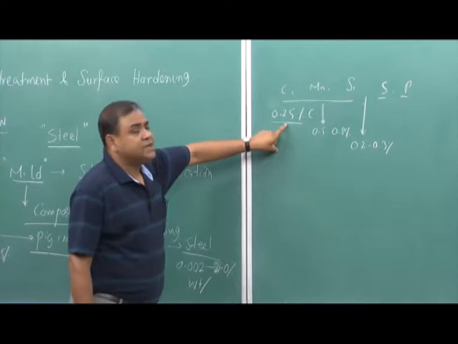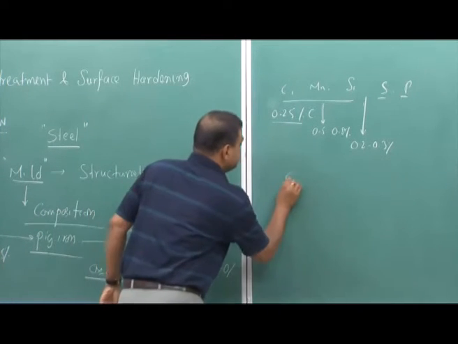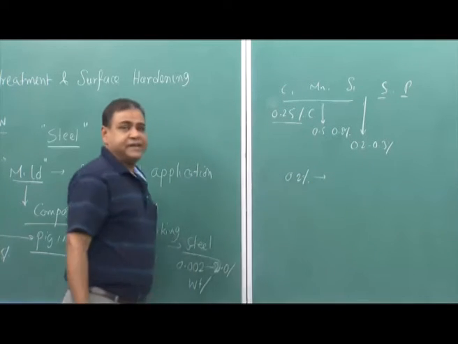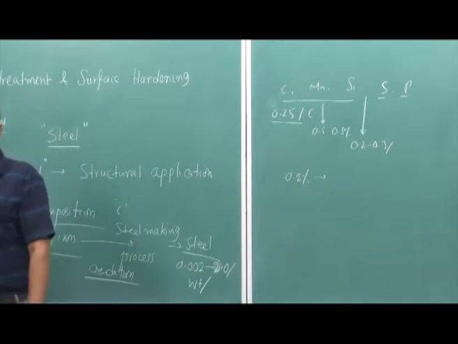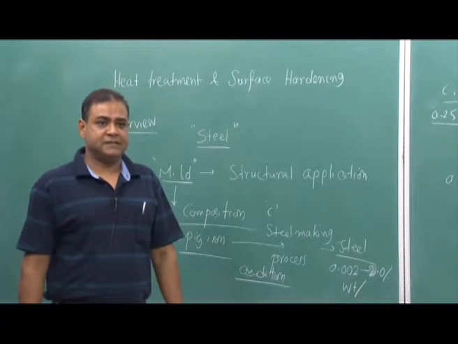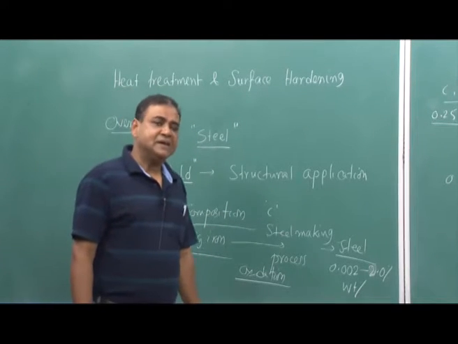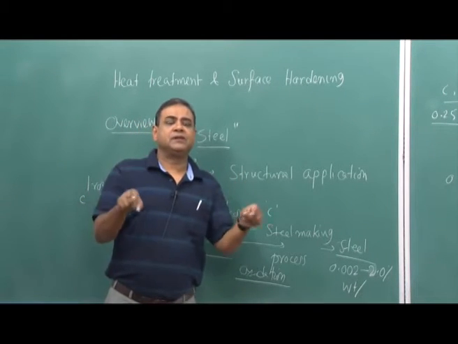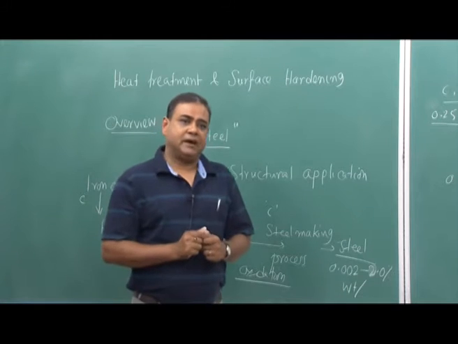Now, coming to only carbon, let us say 0.2 carbon percent, and then we try to see what sort of structure it generates. We can easily come to know from a particular pictorial graph which is called a phase diagram.